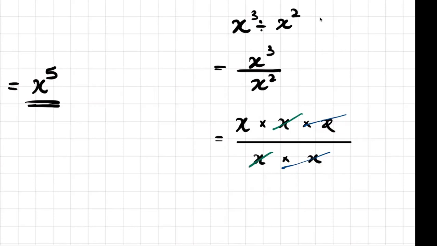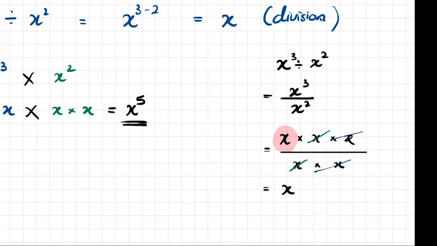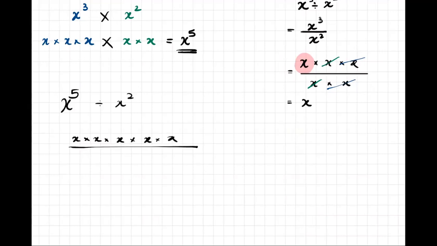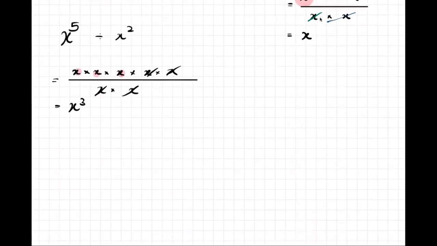Same thing here, I can cancel that, and what's left is just this 1 x remaining, so I can just write x. In case there are bigger numbers that you're worried about, let's say x to the power of 5 divided by x to the power of 2, then you can write it out if you want to. If you don't want to, you can also just leave it as it is, divided by x squared. You can just cancel them, and you can count how many x's, 1, 2, 3. So I can just write x cubed. This is one thing that you need to remember.